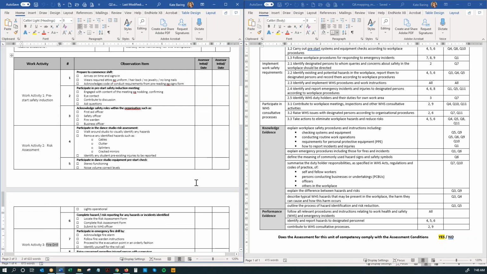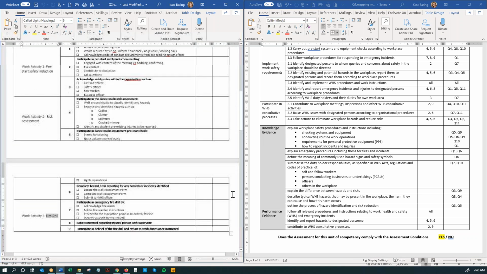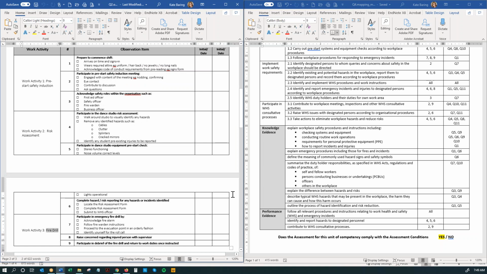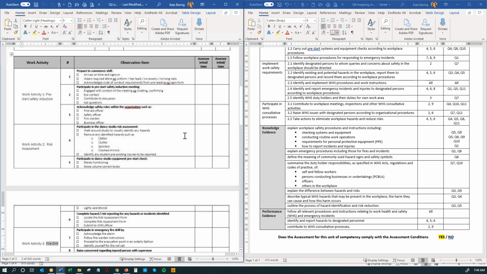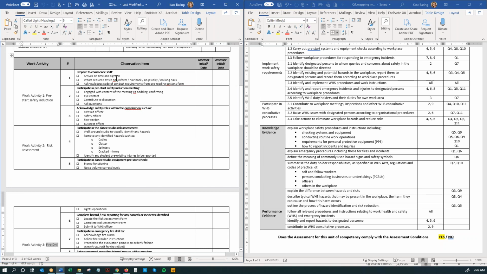So if you work in any workplace, you would normally have some sort of induction safety meeting, you would normally do some sort of risk assessment, and you would normally have some sort of drill so that you could cope with an emergency should it happen. So we then put together some outcomes around work activities, and then we look for the actual behaviour that's going to happen in support of that.